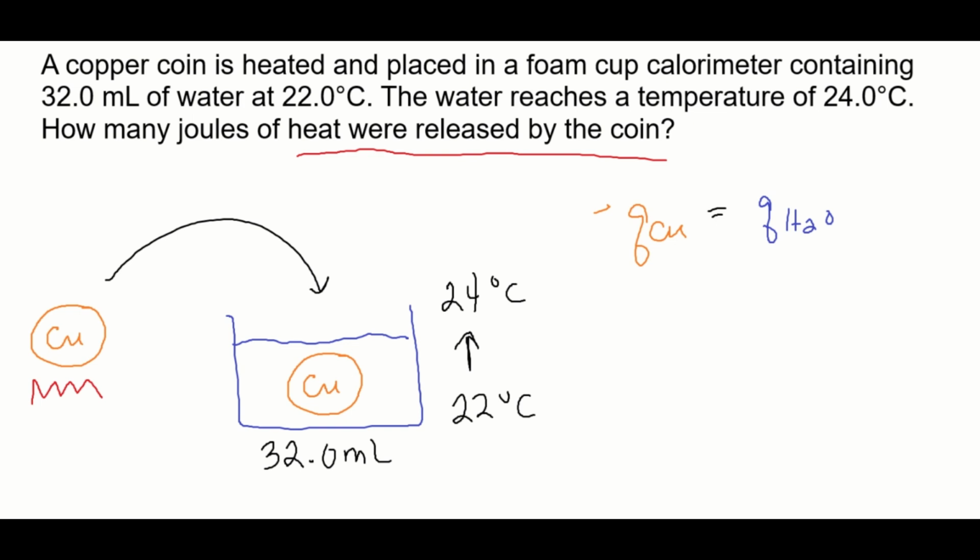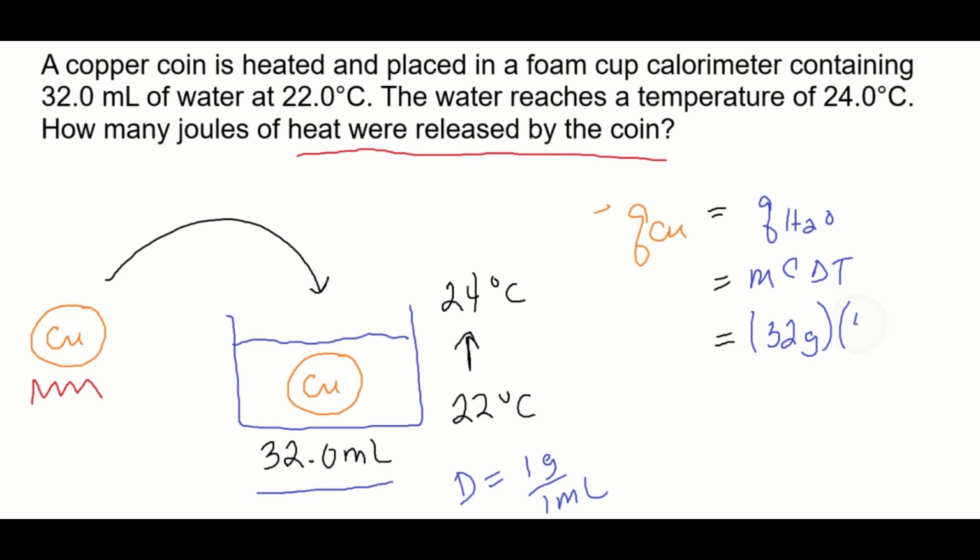Let's replace Q with mCΔT. m stands for mass, C stands for specific heat, and ΔT stands for the change in temperature. We're told the volume of the water is 32 milliliters. And because the density of water is 1 gram per 1 milliliter, the mass of this water is 32 grams. It's not exactly 32 grams because the density fluctuates with temperature, but it's close enough at room temperature.